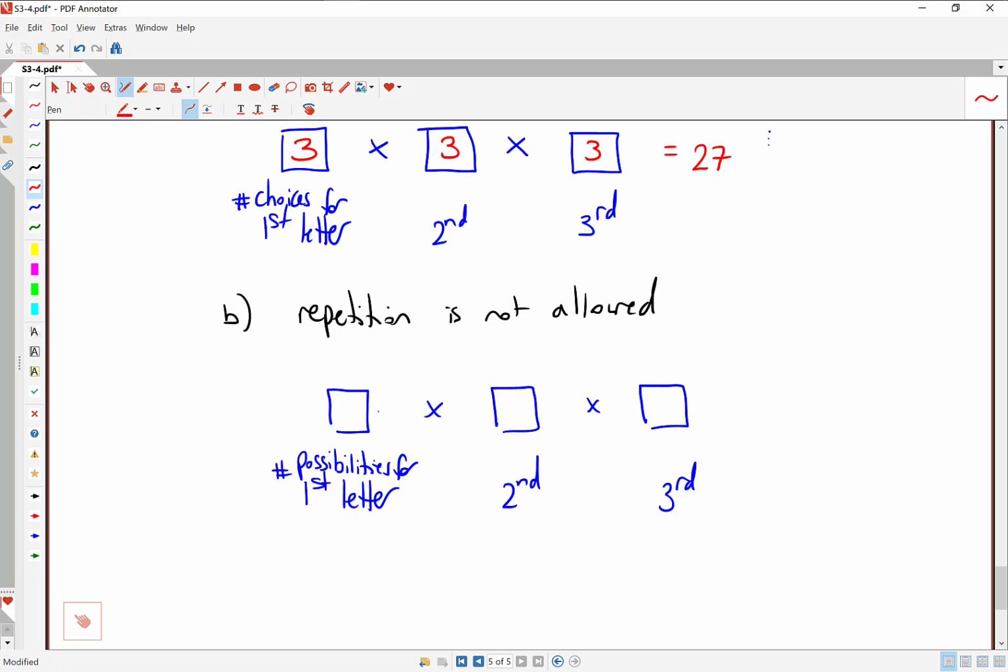So there would be 3 options for what the first letter could be. It could be A, B, or C. But once we've decided on that first letter, now we only have 2 letters to choose from. So 2 options for the second letter, and then 1 final option, which is forced for the third letter. So 6 possibilities in total.